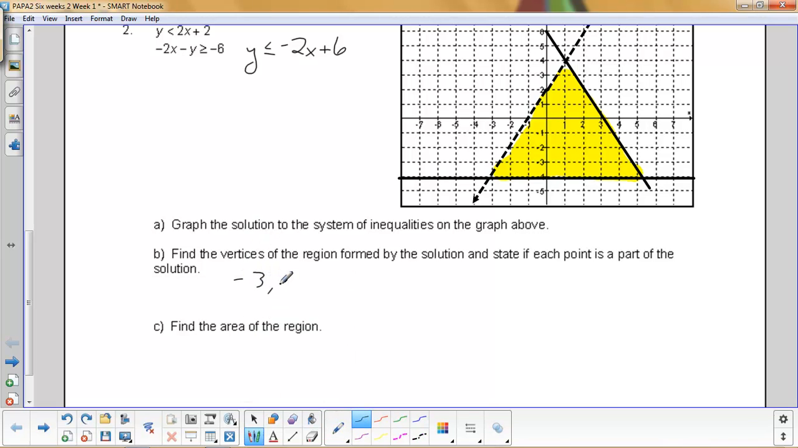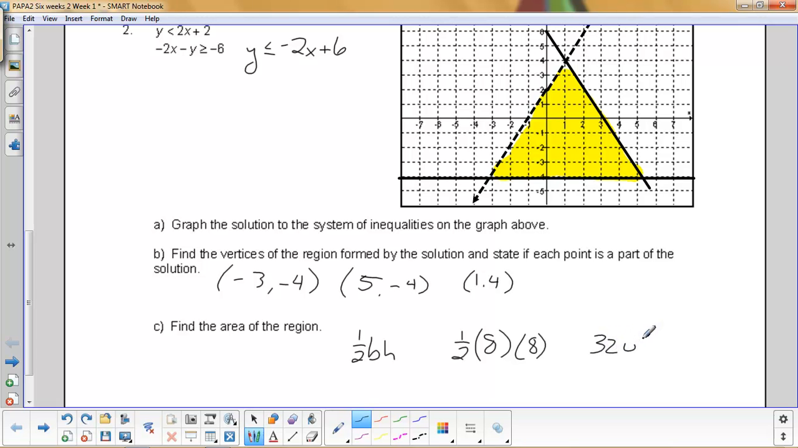(-3, -4), (5, -4), and (1, 4) are the three vertices to this feasible region. Finding the area of the region, 1/2 base times height, 1/2 times 8 times 8, which is 32 units squared. All right, moving on.